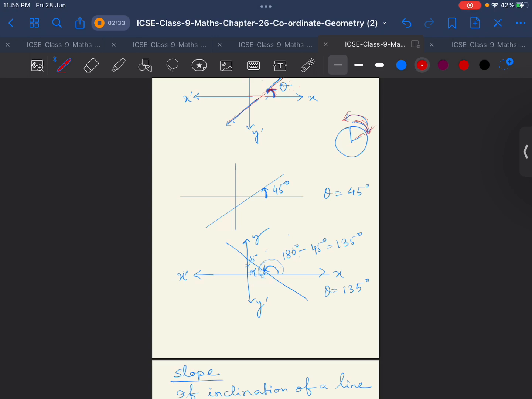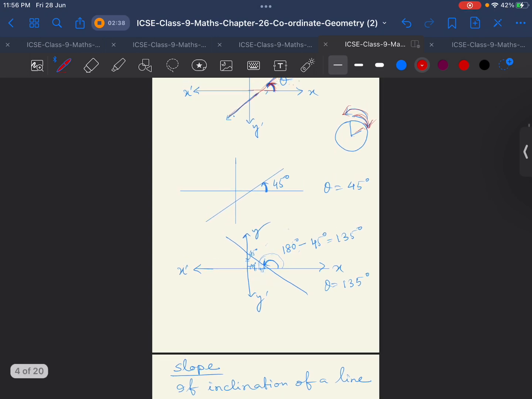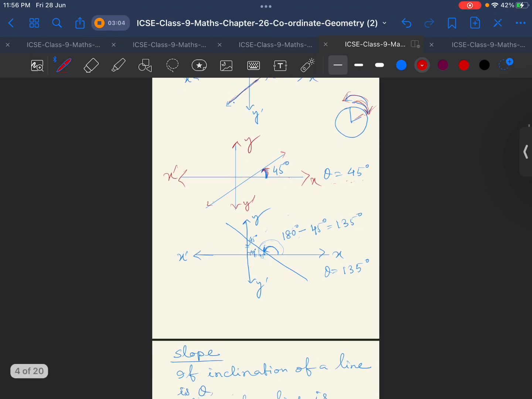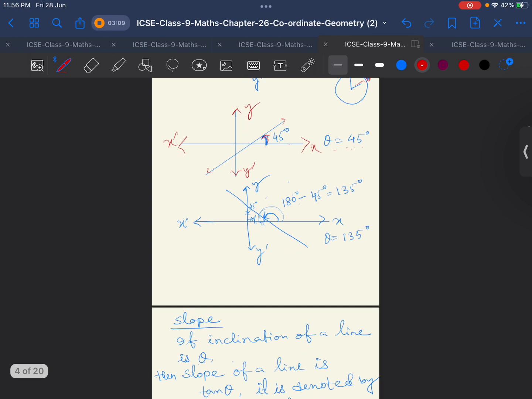Okay, let's take an example. This is a straight line, this is x and this is x dashed, this is y and this is y dashed. So here this is a straight line, it makes an angle 45 degree, this is 45 degree and this is theta. So the inclination of this straight line is 45 degree, anti-clockwise direction of the x-axis.